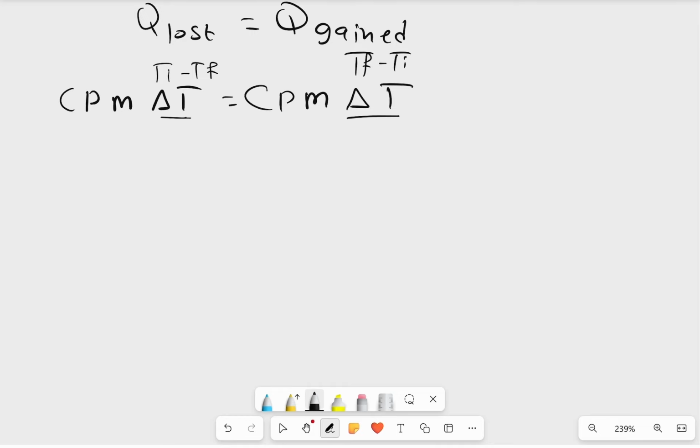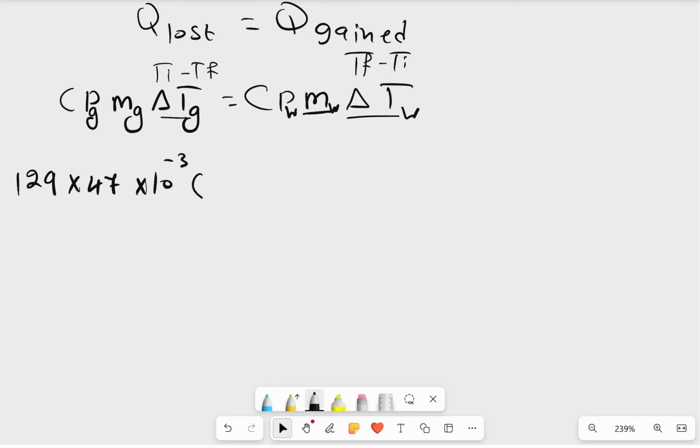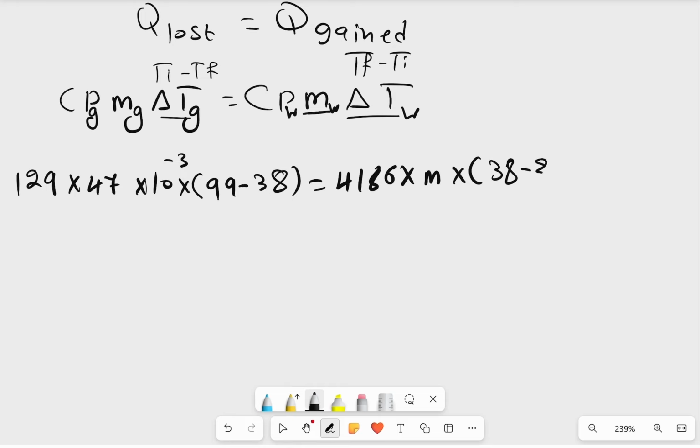Okay, let's continue. We are trying to find the mass of the water. Not to confuse them, you can write Cp of gold, m of gold, change in temperature of gold, and this is water, and this is water. Now, Cp of gold is equal to 129 times the mass, which is 47 times 10 to the power of minus 3, times 99 minus 38, is equal to 4186 times the mass, which we don't know, times T final minus T initial, which is 38 minus 25.